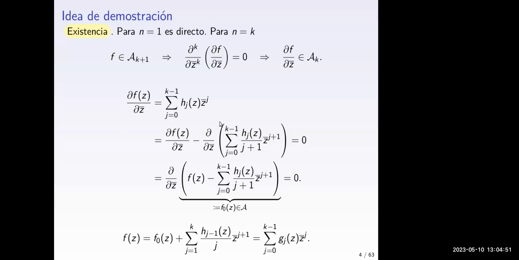And making these operations, we know that this function is now analytic. And now we have this representation for f. If we define f sub 0, we can see that we can find k functions such that f is represented as a polynomial in z bar with analytic functions as coefficients.